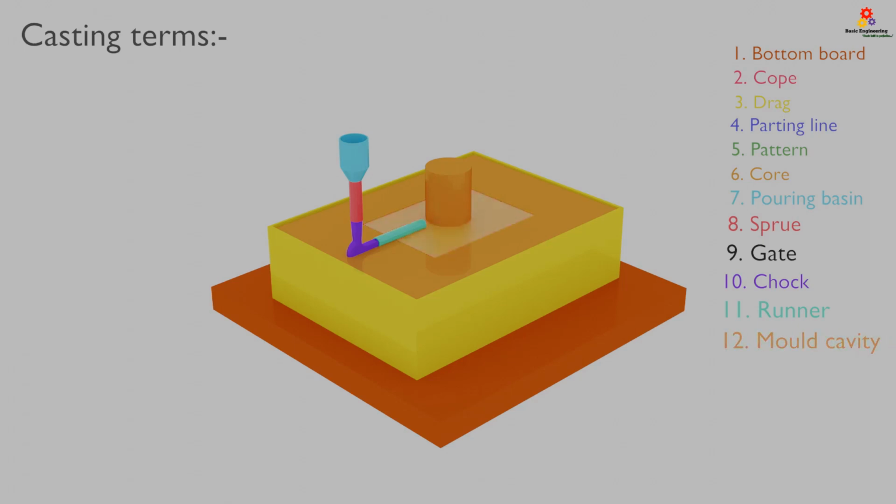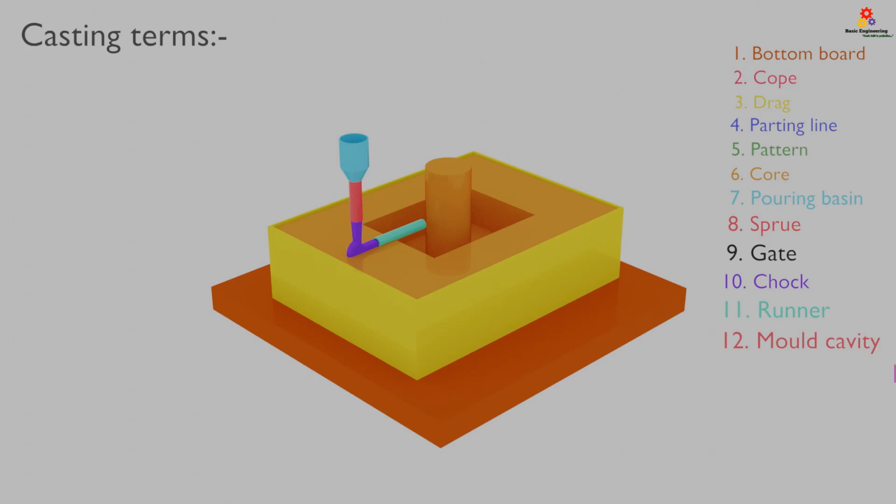Next, mold cavity. Mold cavity is nothing but a simple cavity in which molten metal enters, and we will have the final casting product after solidification of the molten metal.